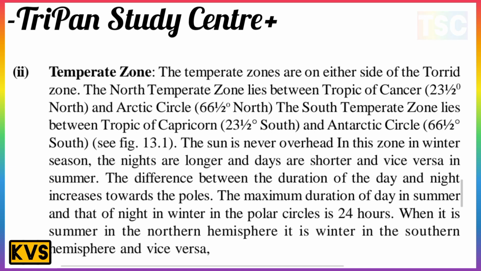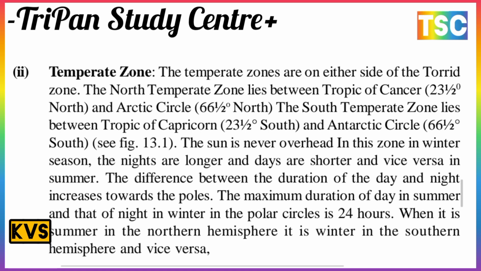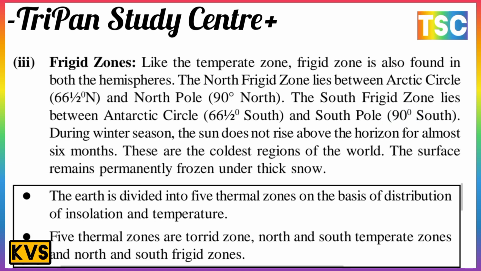The difference between the duration of day and night increases toward the poles. The maximum duration of the day in summer, and that of night in winter, in the polar circle is 24 hours. When it is summer in the northern hemisphere, it is winter in the southern hemisphere and vice versa.